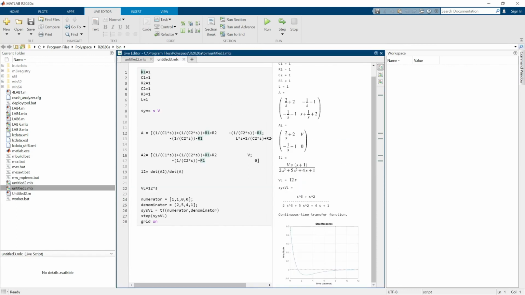For the second part, the variables have also been declared, which are R1 equal to 1, C1 equal to 1, R2 equal to 1, C2 equal to 1, R3 equal to 1, and L equal to 1. Then the equations were defined from the calculation, and the determinants for A, A1, and A2 were written. For the plotting section, the same instructions were used as in the first part, by defining the numerator and denominator from the transfer function.